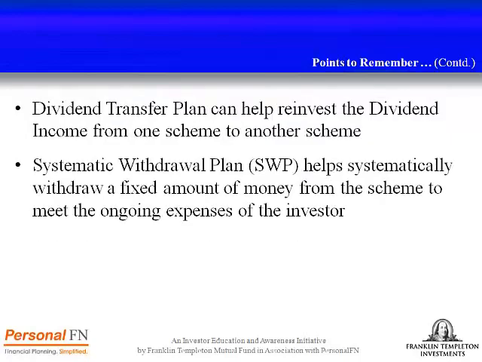Dividend transfer plan can help reinvest the dividend income earned by the investor from one scheme to another of the same fund house. Systematic withdrawal plan (SWP) helps systematically withdraw a fixed amount of money from the scheme on a regular basis to meet the ongoing expenses of the investor without keeping the savings idle.